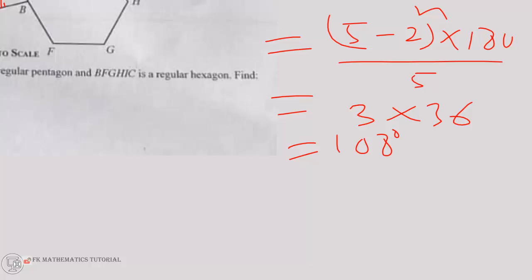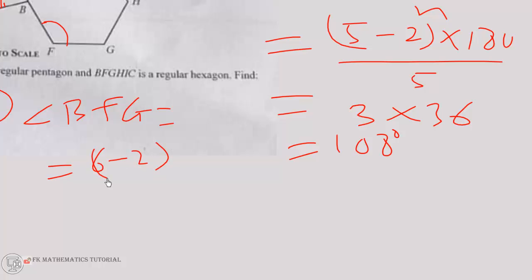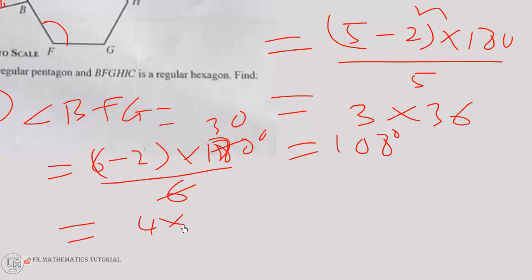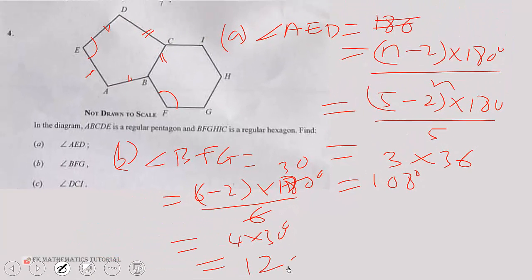Then part B says we should find angle BFG. This angle here is the interior angle of a regular hexagon. This will give you (6 minus 2) times 180 over 6. 6 will go into 180 30 times. So 4 times 30 degrees will be equal to 120 degrees.